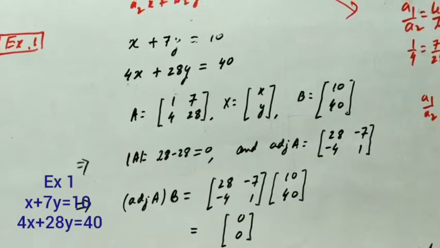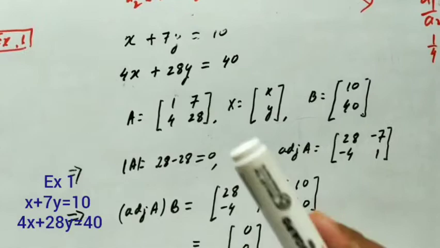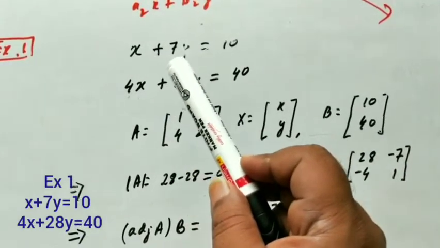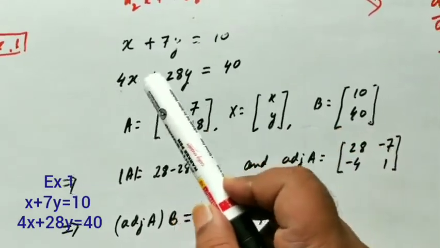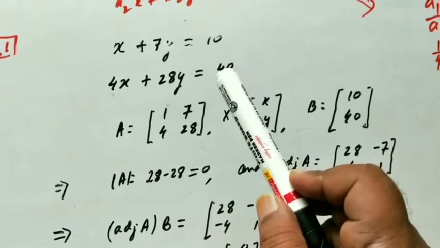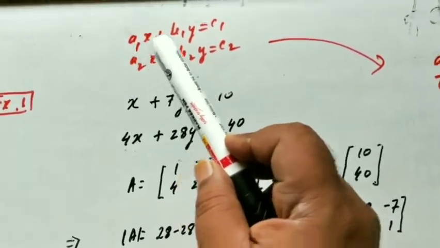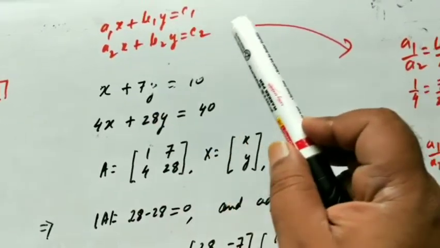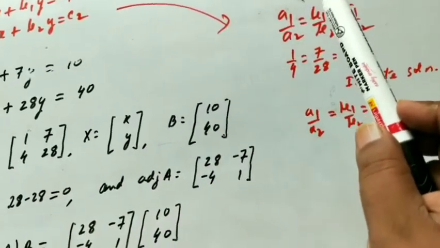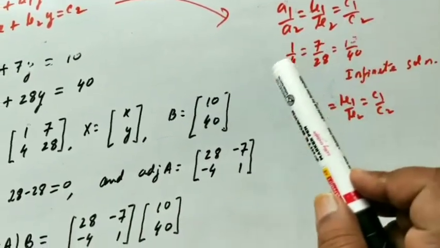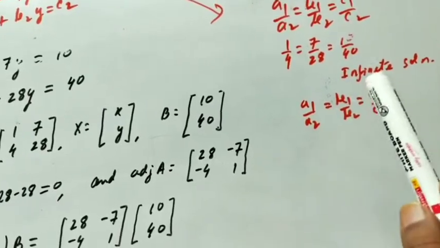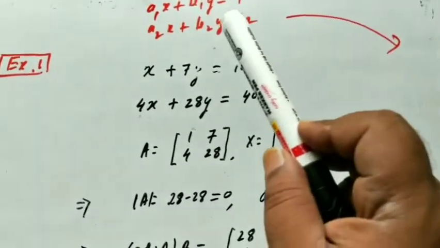Now this is the first example, non-homogeneous linear equations in two variables. X plus 7y is equal to 10, 4x plus 28y is equal to 40. You know that if the condition a1 by a2 is equal to b1 by b2 is equal to c1 by c2 holds, it has infinite solutions. I had discussed this in the last video.